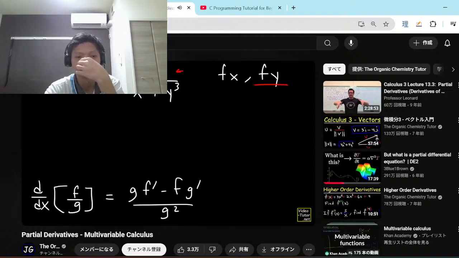Now, when differentiating with respect to y, we have a y variable on the top and on the bottom, so we do need to use the quotient rule with respect to y. And so that's how you can tell. So let's start with f of x, where we don't need to use the quotient rule.